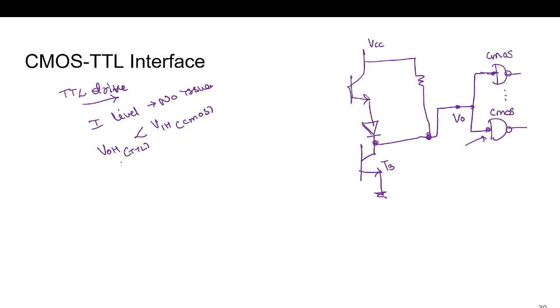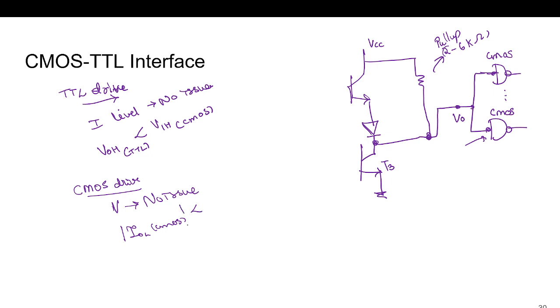So this pull-up resistance value we will add, usually say some 2 to 6K. And then when the CMOS is going to drive, that time voltage will not be having any problem, but the current levels will be a problem. So the IOL of the CMOS is actually very less than IIL of the TTL.